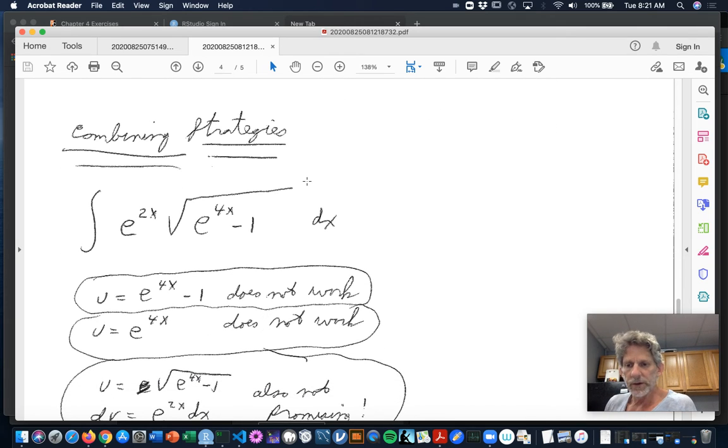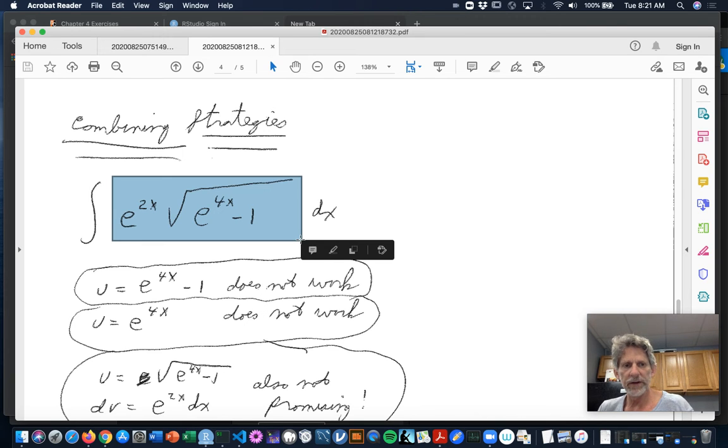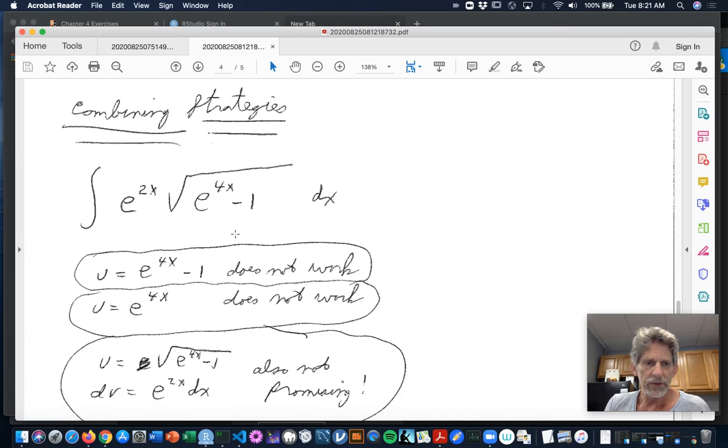Now, there's another strategy that's not listed in the book as a strategy, but I think of it as a meta strategy, and that is combine strategies that we've suggested so far. That's kind of the creative thinking. So say you're looking at getting an antiderivative of that function, which is mighty difficult. And so you might try things.